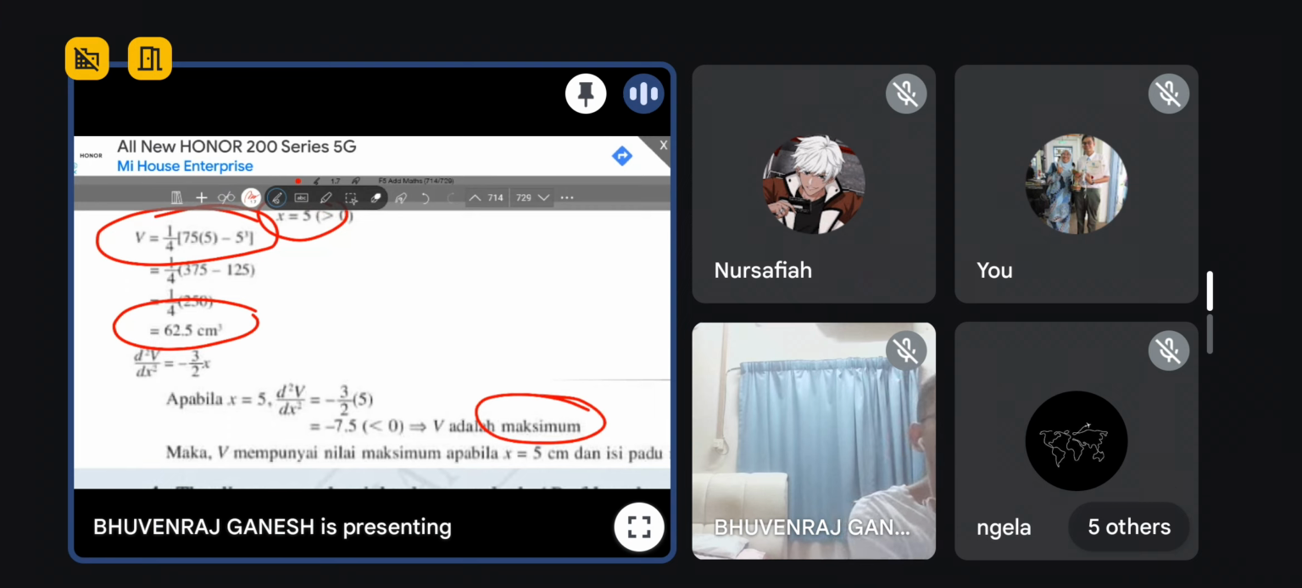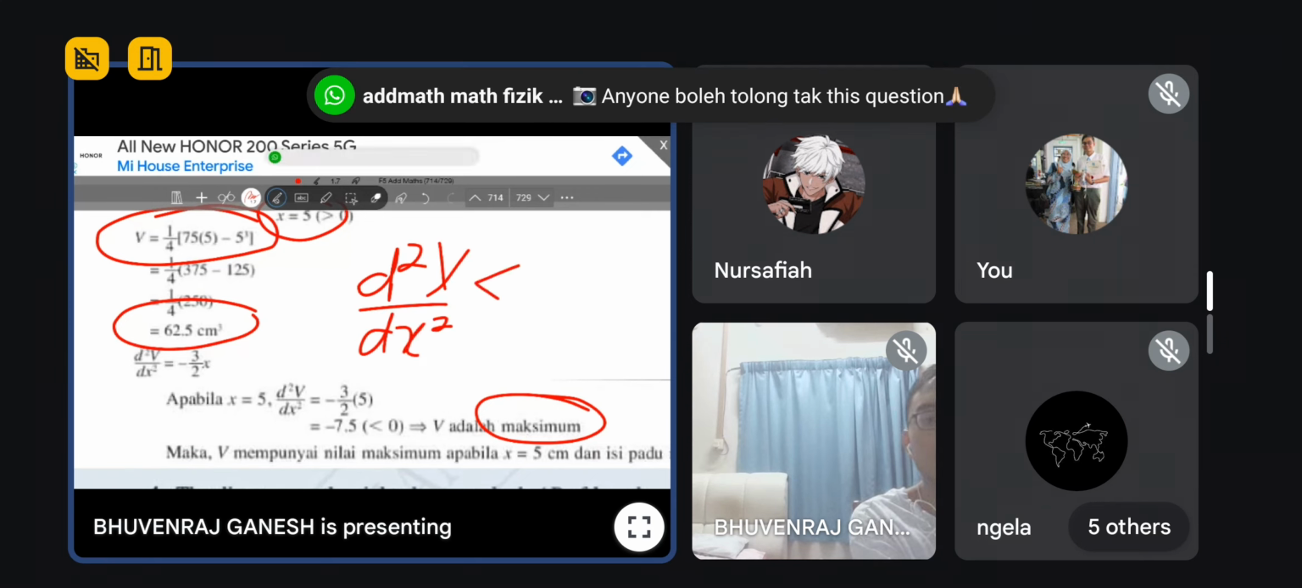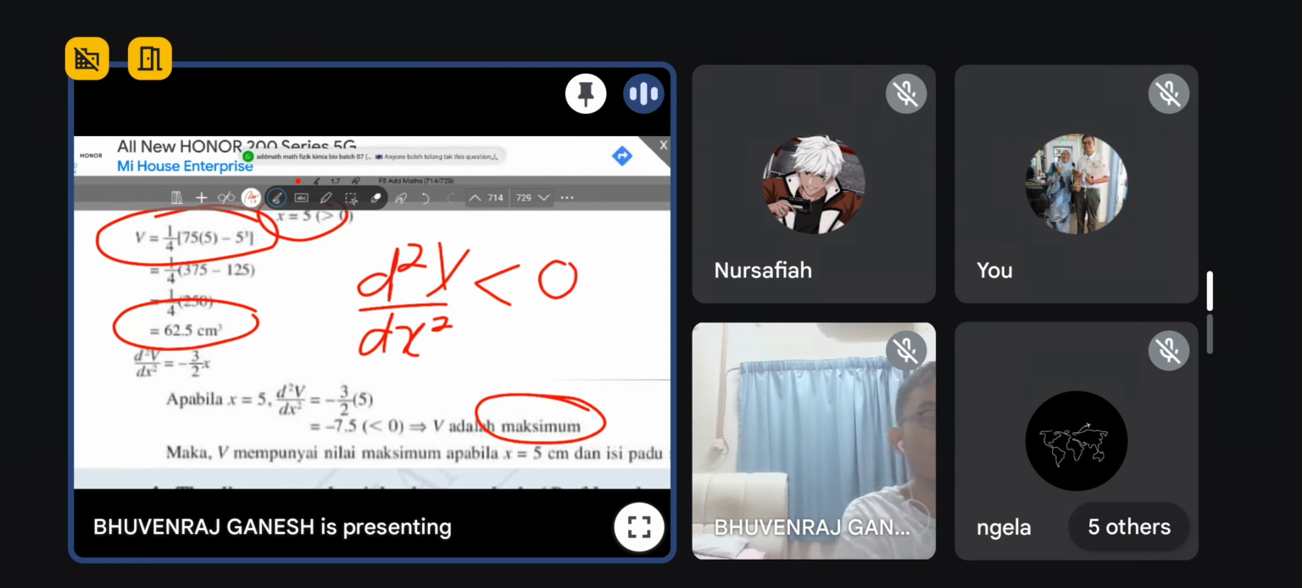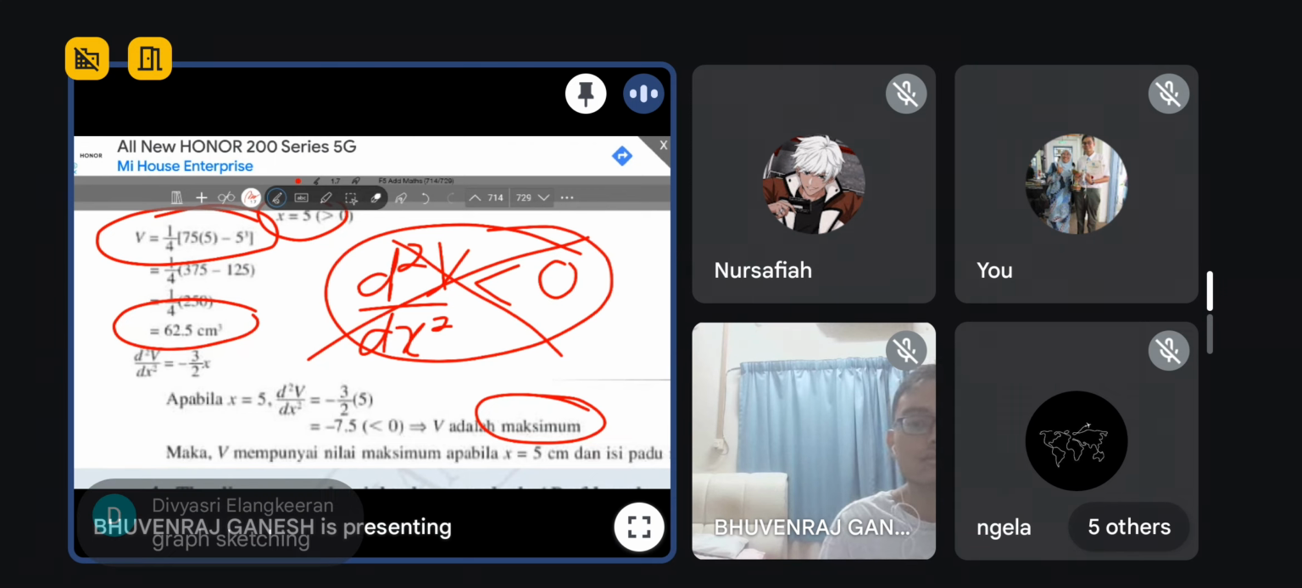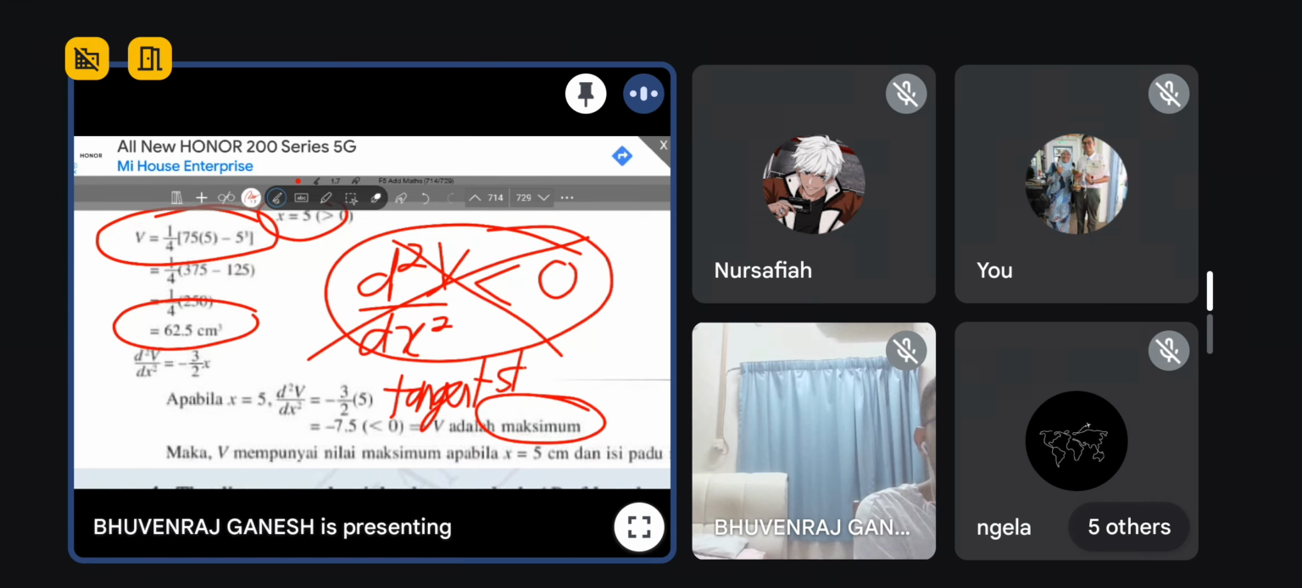Okay, so how to show its maximum? d2V over dx2 kena lebih kurang dari kosong. This is the concept. Okay, so let's say I don't want to use this method. What is another method I can use to show maximum or minimum? Can you all tell me? Very good. More specific a bit. Sketching correct. The graph is not. Yes. Tangent sketching. Okay, this is the method, guys. Must remember this method. Kaedah lakaran tangent.